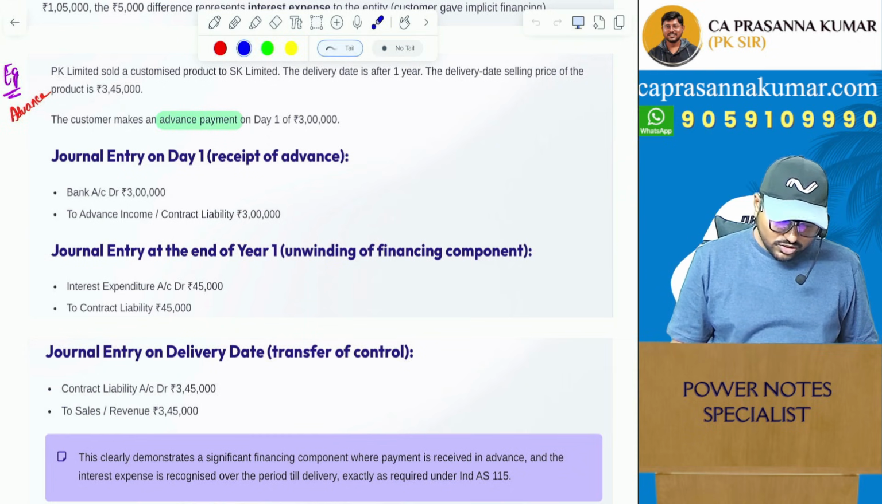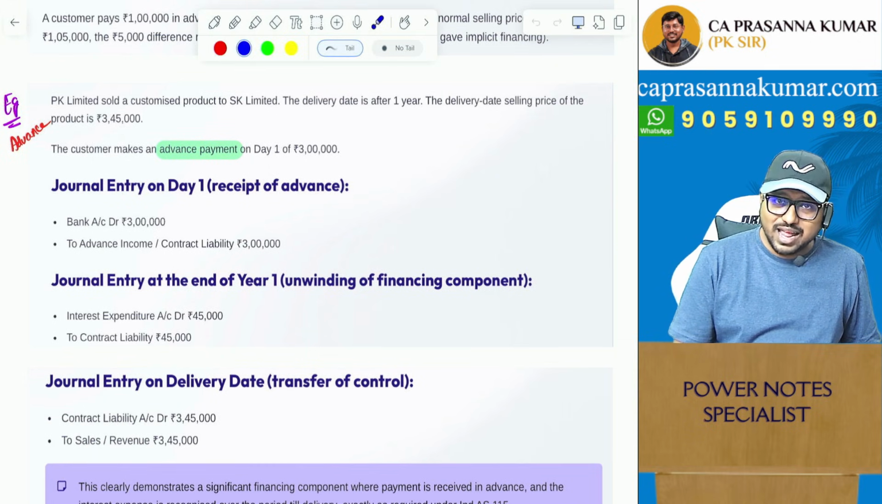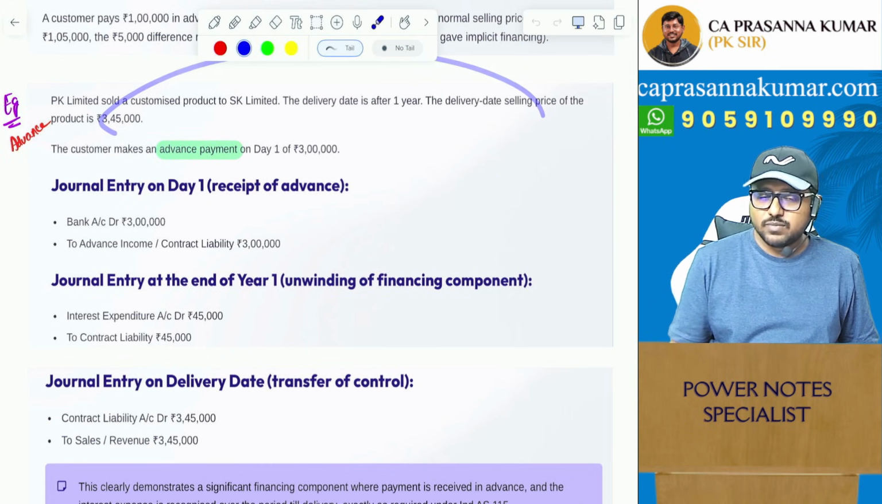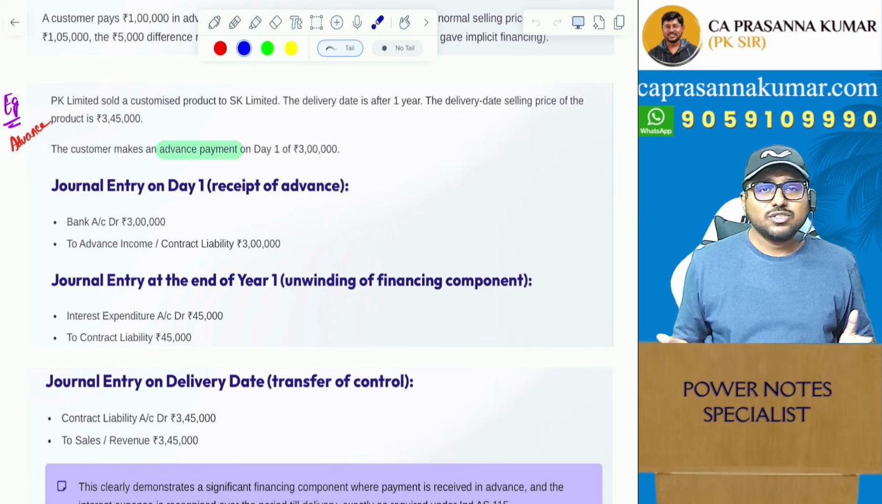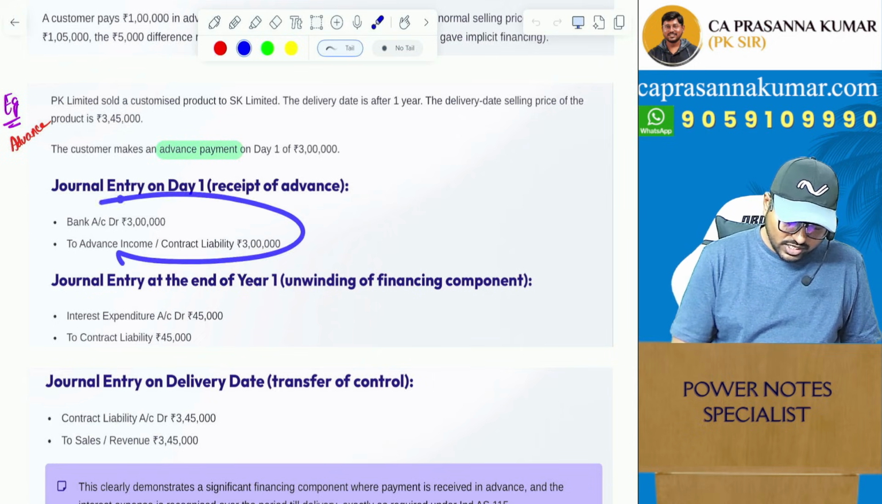Are you able to understand? So here, did transfer of control happen as on day 1? No, it's going to happen after 1 year. So there is no transfer of control. In that case, you will treat it as a contract liability or advance income. That's all. This is your first entry.